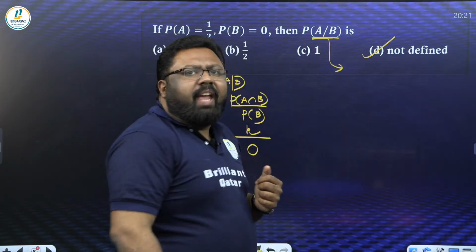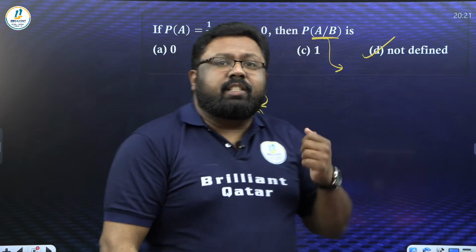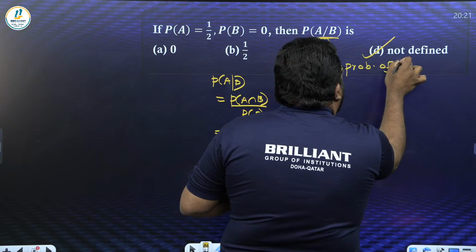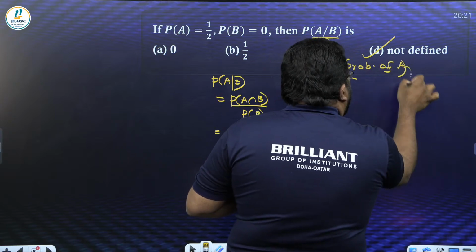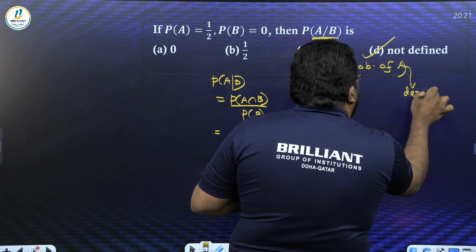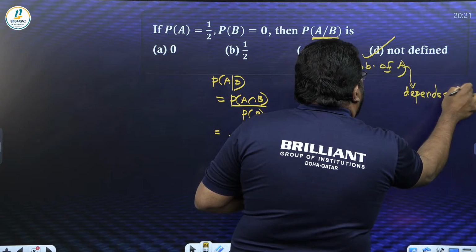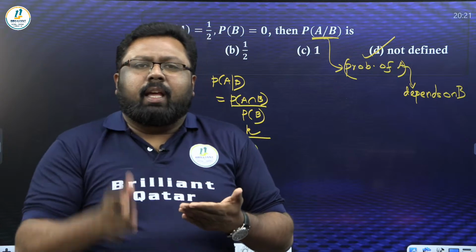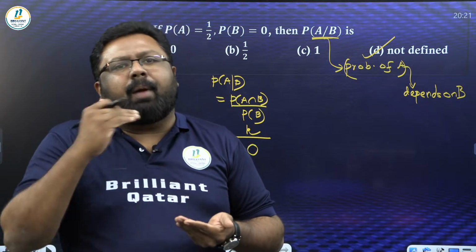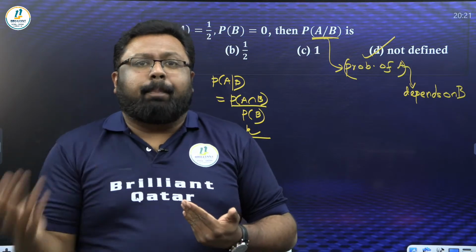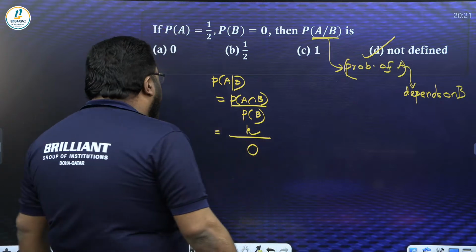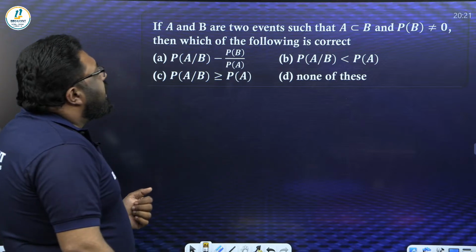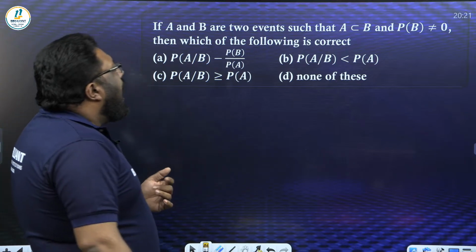So P of A by B is just a representation, my dears. It is just telling us that it's the probability of A. It only tells me that this A depends on B, that's all. It has got nothing to do with anything else, because A by B is just helping me to find the probability of A, but it depends on B, that's all. Got it? Good.